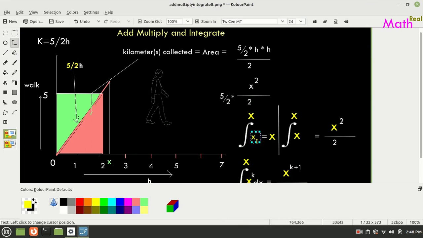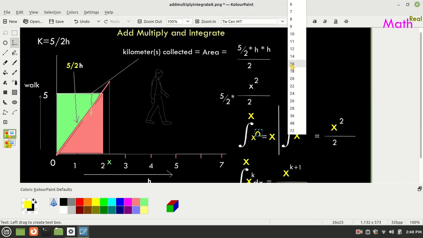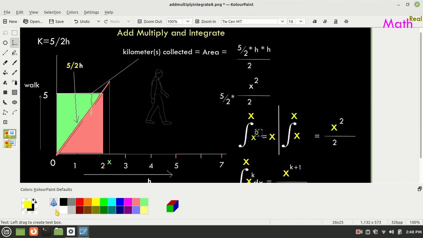It is x. X to the power 0. X to the power 0 is 1, which means it's a constant. It's the same.